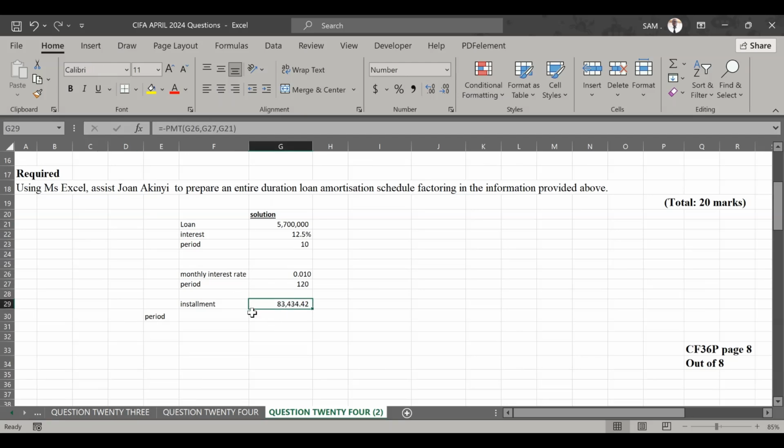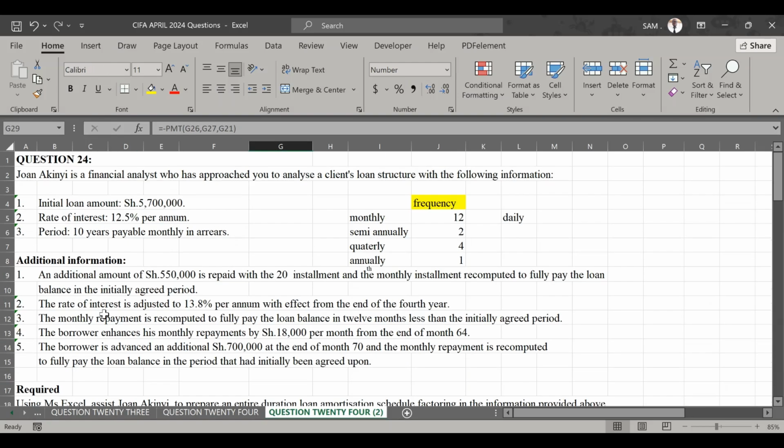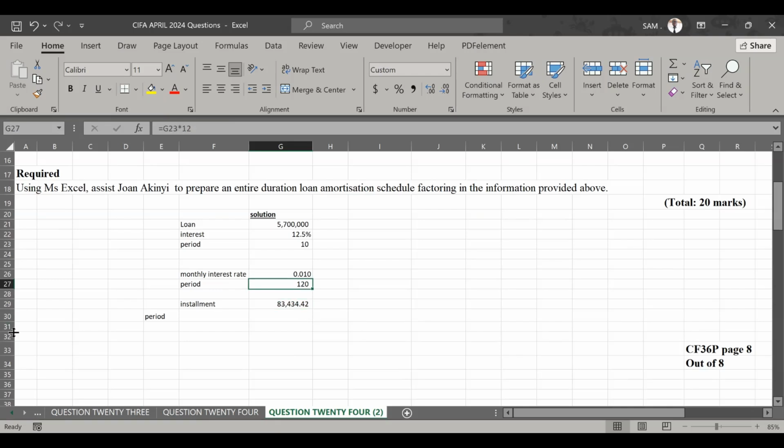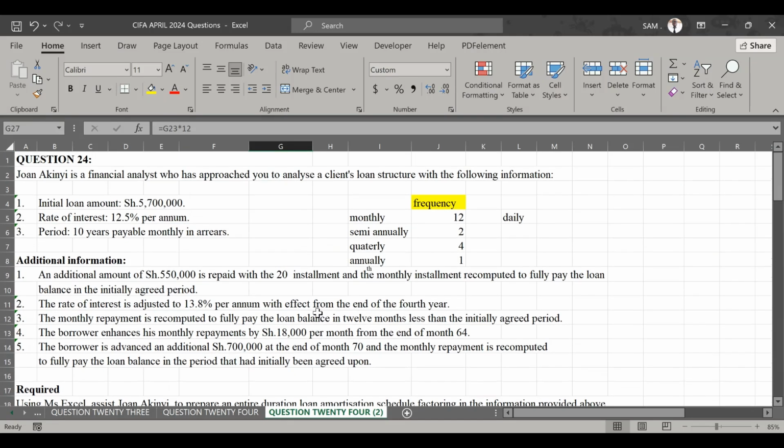They will remit an additional amount here of 550. At what point? With the 20th installment. We've already known we are paying how many installments? 120. That is the number of periods. So let's reach up to the 20th installment and see how we are bringing on board the 550.